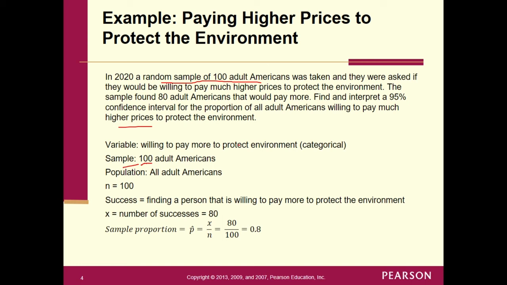But we know p hat is not going to match the population proportion p exactly, but it's going to be close. So what are we going to do? We're going to start with p hat, and we're going to create the confidence interval around it.